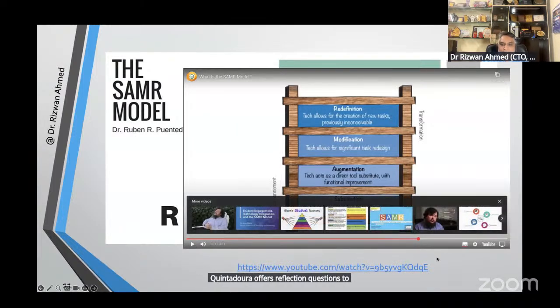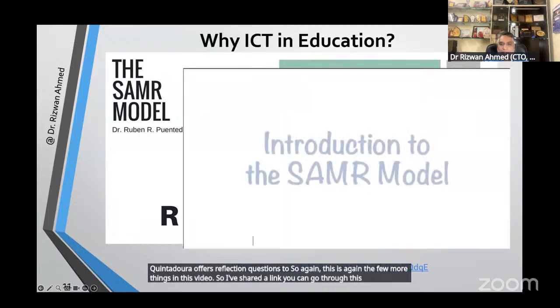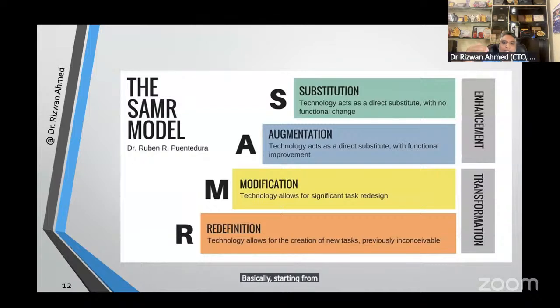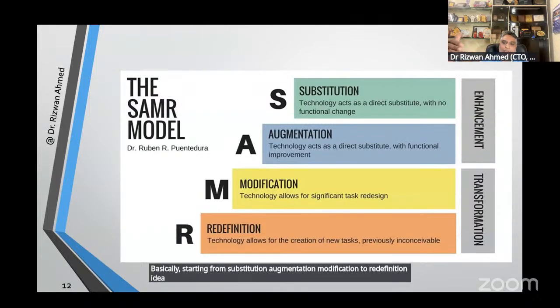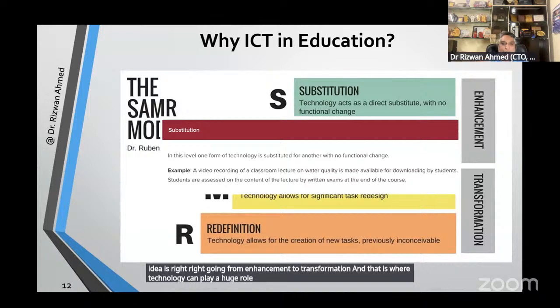So again, there are a few more things in this video. So I've shared a link, you can go through this. But all in all, right, this is a very good model, right, in terms of using basically starting from substitution, augmentation, modification to redefinition. Idea is right, going from enhancement to transformation. And that is where technology can play a huge role, right, in terms of how we are doing some of these things.